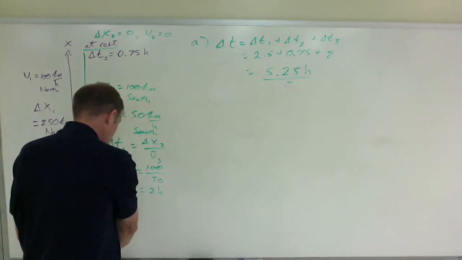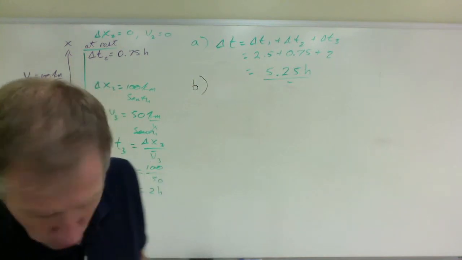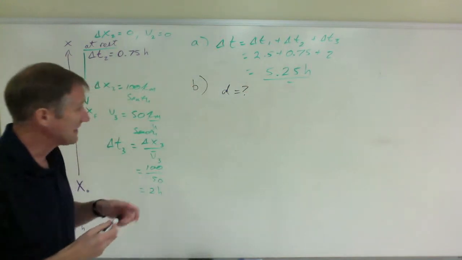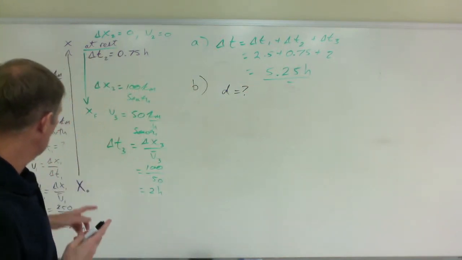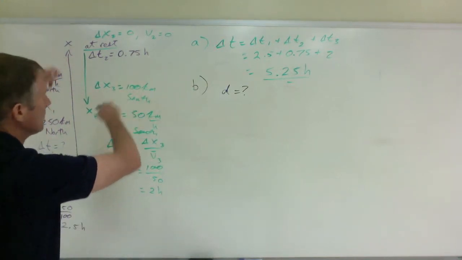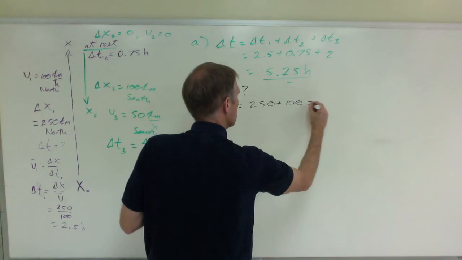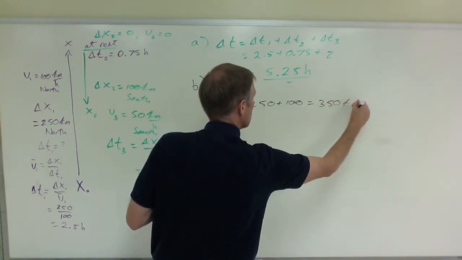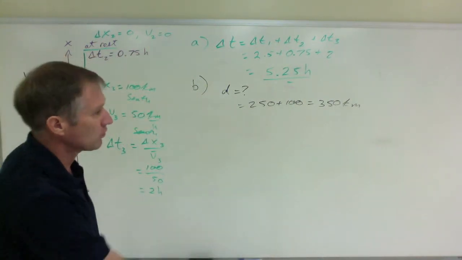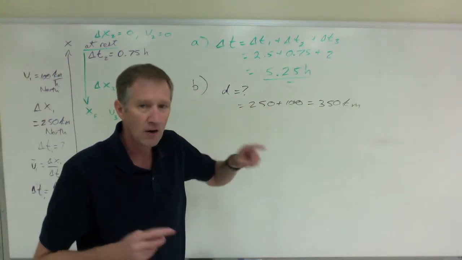Next part. The total distance traveled, d. Distance does not take into account direction. She traveled 250 kilometers, and then she traveled 100 kilometers, so 250 plus 100 is 350 kilometers. That's just how far she had to pay for gas. It doesn't say anything about direction. She could have gone around in circles the whole time. That's just how far the car physically went.